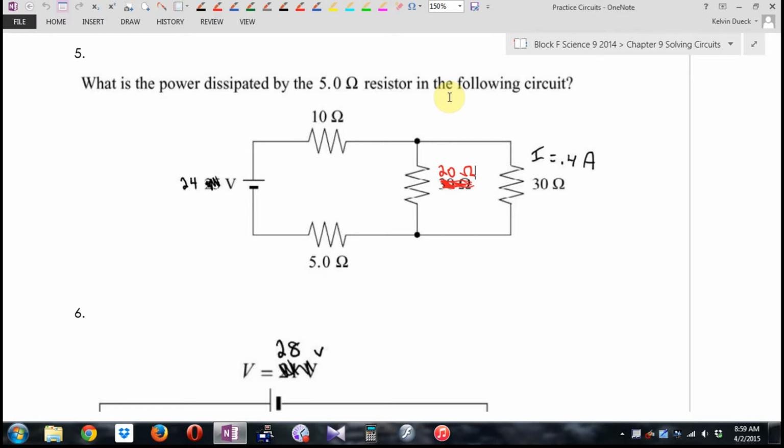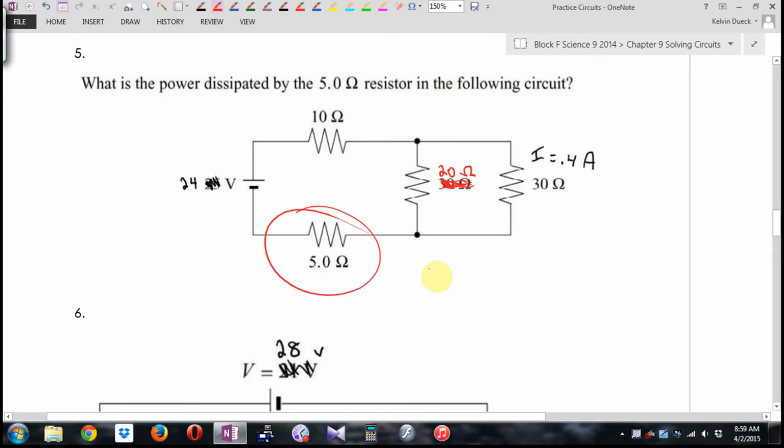This question says, what's the power dissipated? We want to find the power right there. Here's what we said. First thing I'm going to do is label which way is downhill. So here's my battery. That's downhill. I guess that way's downhill, that way's downhill, that way's downhill, that way's downhill.